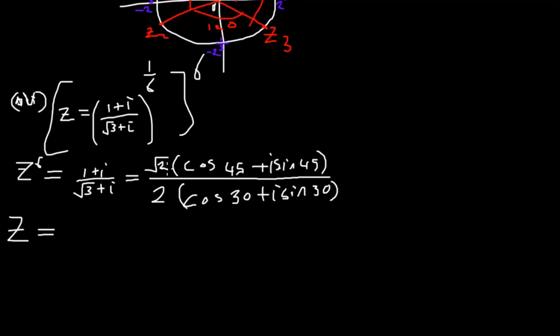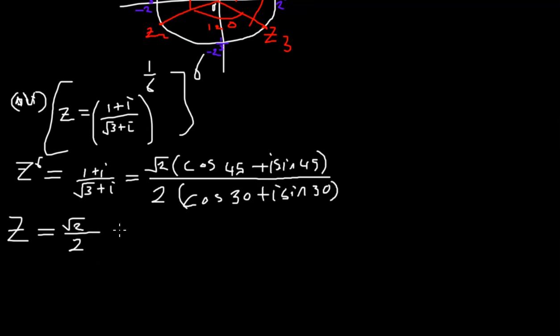You divide first the magnitude. So when you divide root 2 over 2, you still have your answer to be root 2 over 2. This is an irrational number, so you leave it how it is. And then when you're dividing complex numbers, you simply subtract the angles.